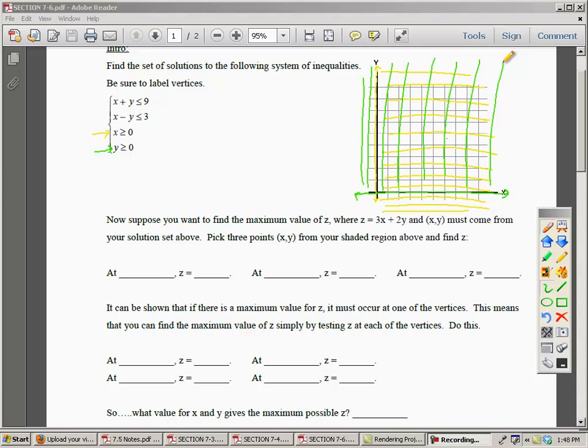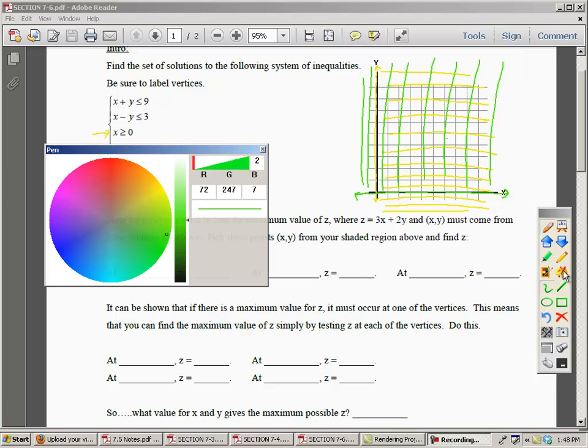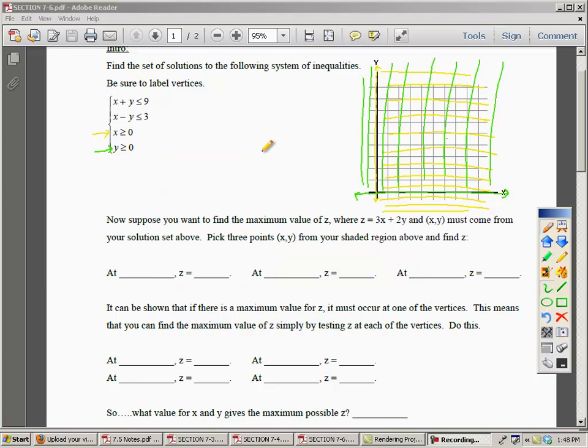I'm going to try and minimize as much of this messiness as we can. Okay, let's go a little bit darker. Let's pick like a blue color. And I'm going to do this first equation, and I'm going to solve for y. And so I'm going to simplify this. y is less than or equal to negative x plus 9. Okay, and so that's there.